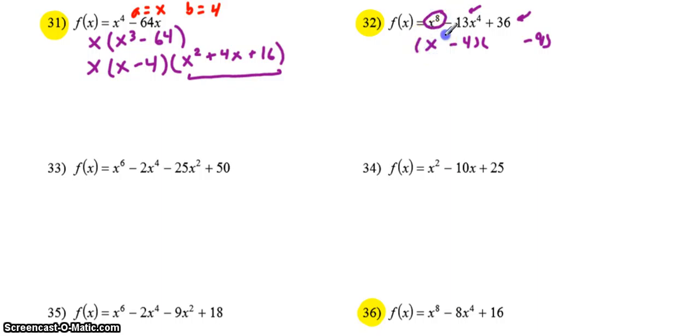The factors will be x to the 4th minus 4 and x to the fourth minus 9. This makes sense because if I were to distribute this and multiply it back together, x to the fourth times x to the fourth creates an x to the eighth. That's what I need. Well, am I done factoring now?